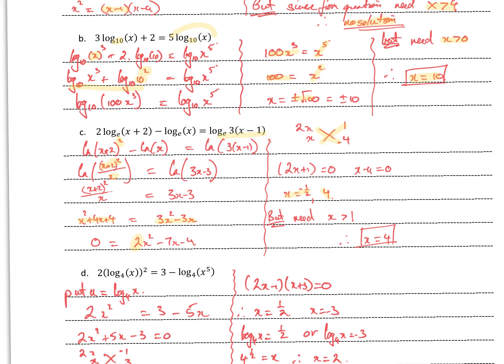But once again, check the domain. And for all of those to exist, I need x to be greater than 1. And so x equal to 4 is the only solution there that satisfies that.